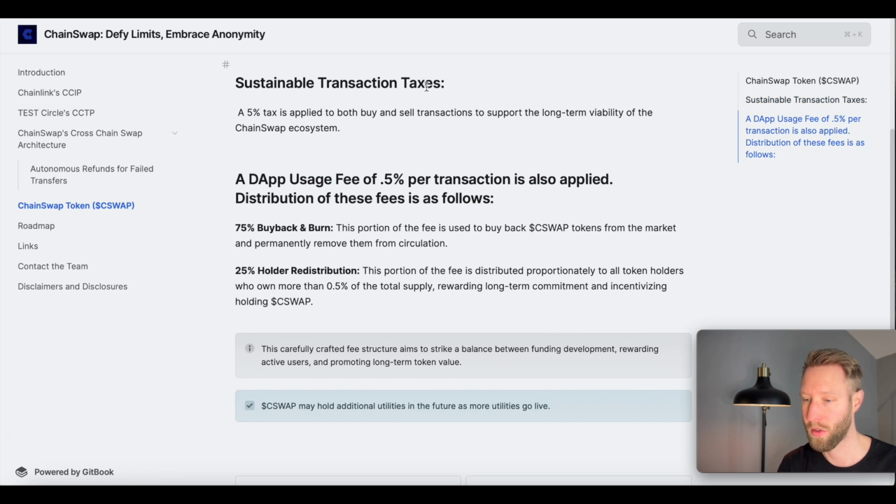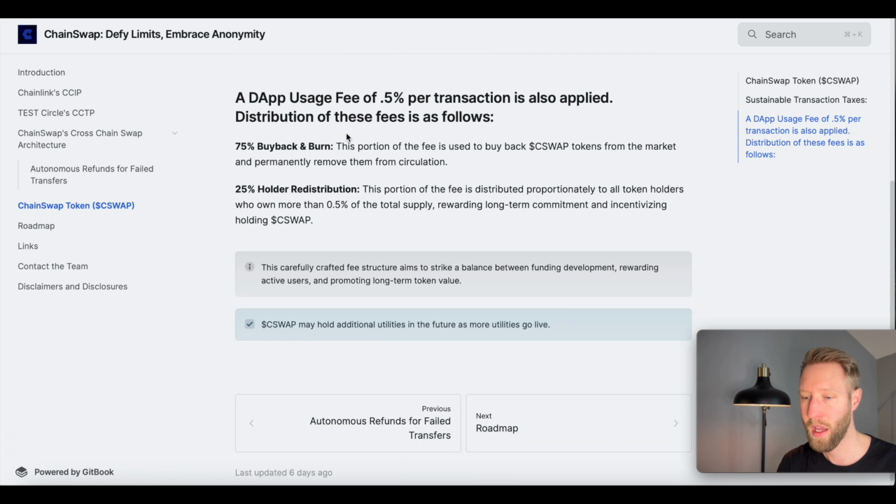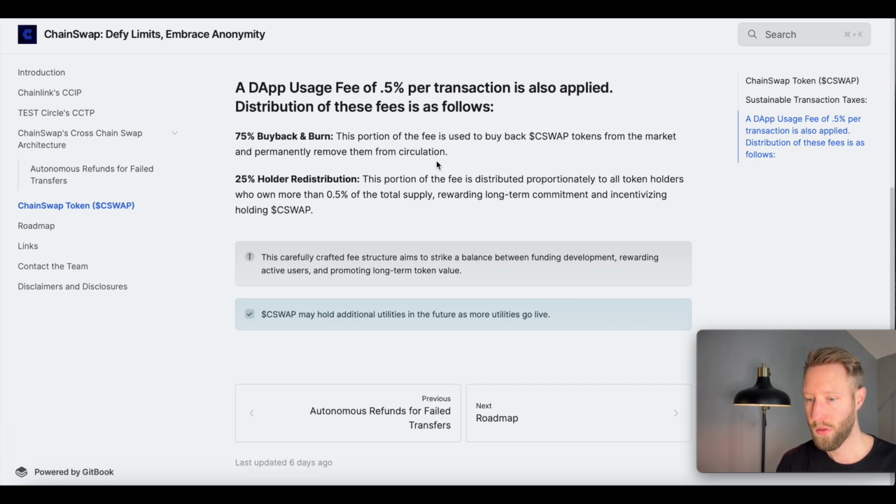We have sustainable transaction taxes, so there is going to be a 5% tax applied to both buy and sell transactions to support the long-term viability of the ChainSwap ecosystem. And then using the decentralized application that they have built, there will be a usage fee of 0.5% per transaction that is also applied. And so we can see here that 75% of the transaction fees will be used to buy back CSWAP tokens from the market and permanently remove them from circulation.